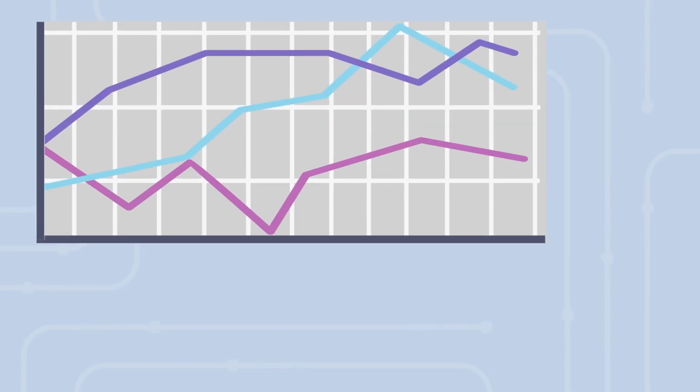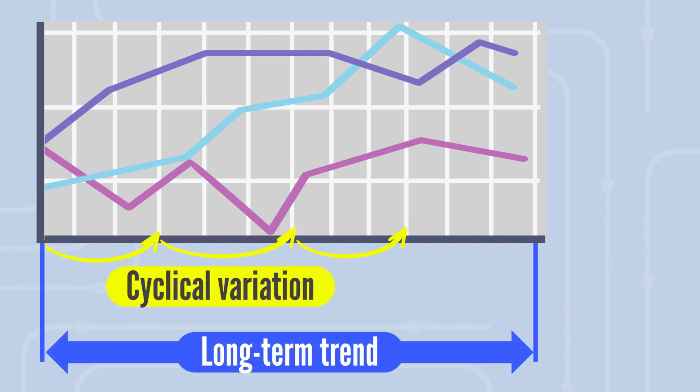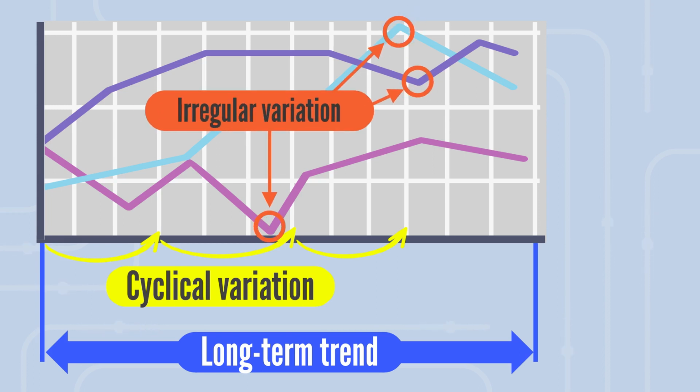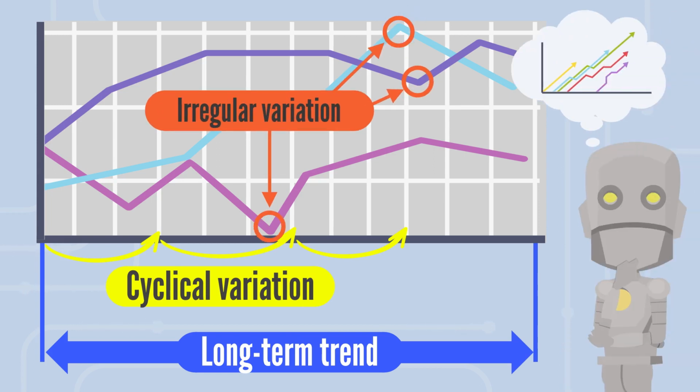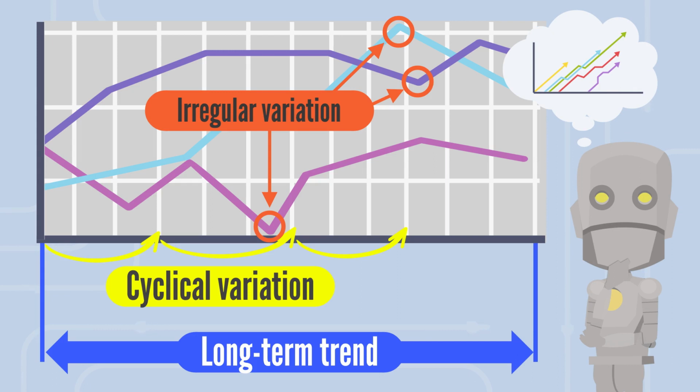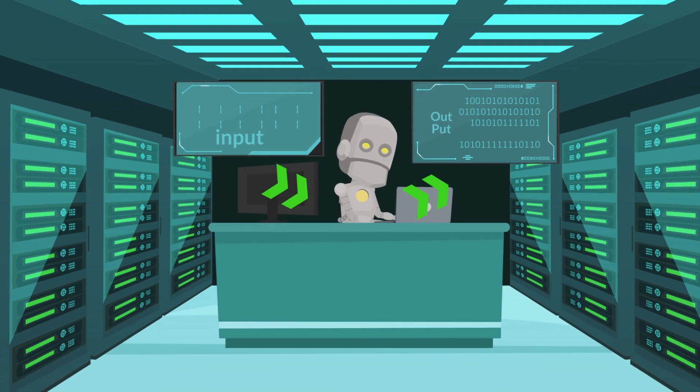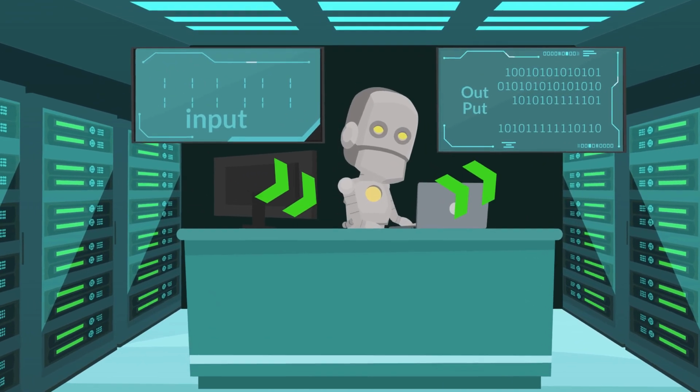Time series analysis is a method to predict future values by breaking down variable factors into factors such as long-term trend, cyclical variation, and irregular variation using statistical methods based on data arranged in chronological order. It is one of the techniques of regression analysis.